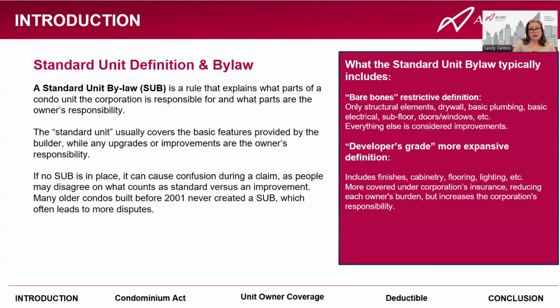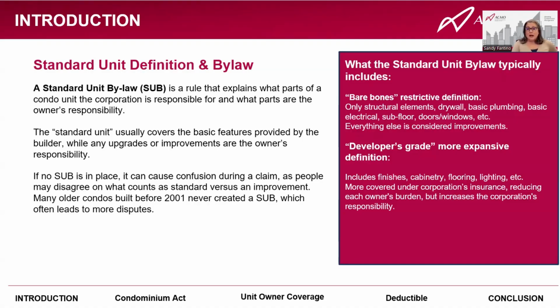The standard unit usually covers the basic features provided by the builder, while any upgrades or improvements are the owner's responsibility. If no standard unit bylaw is in place, it can cause confusion during a claim as people may disagree on what counts as a standard versus an improvement. Many older condos built before 2001 never created a standard unit bylaw, which often leads to more disputes. It also tends to lead to the tribunal having the corporation pay for a claim. So it's really important to understand the definition of the standard unit bylaw and to make sure that you have one in place.